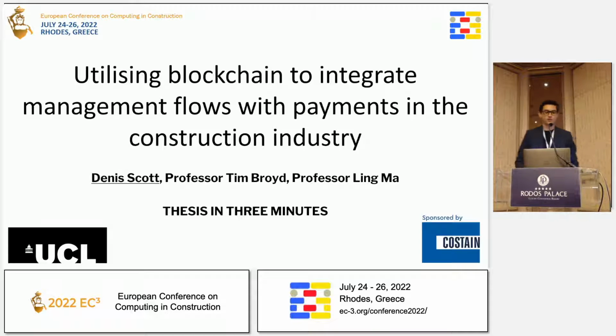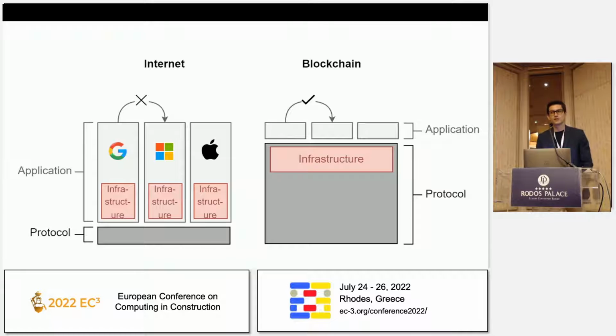Okay, so my research topic is on utilizing blockchain to integrate management flows with payments, and this is my thesis in 3. So the internet and the blockchain are very similar in the context that they both have an application layer and they both have a protocol layer. The main difference is where this infrastructure is stored.